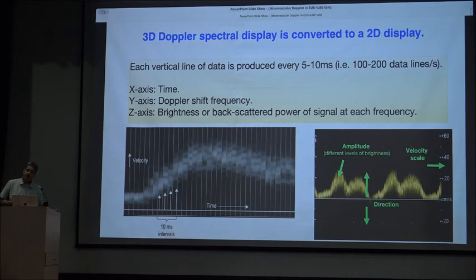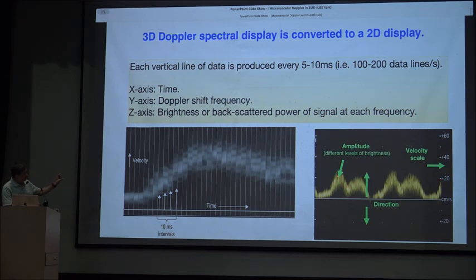So we can't depict x, y, and z axes on our spectral display. So we convert these 3 dimensions to 2 dimensions. We are creating Doppler by these 5 to 10 millisecond pixel boxes. Each Doppler is created by 100 to 200 data lines per second, and the x-axis is the time. The y-axis will tell you in which direction the blood is flowing, and also the mean velocity shift.